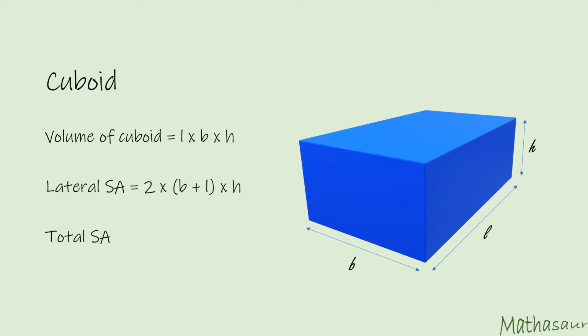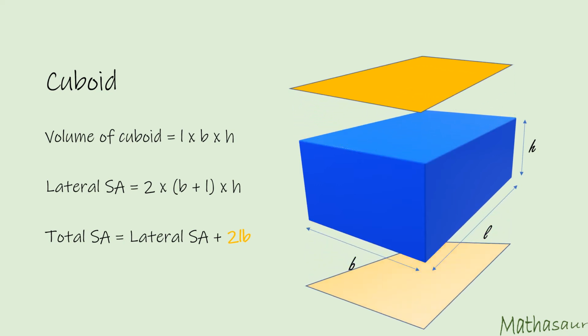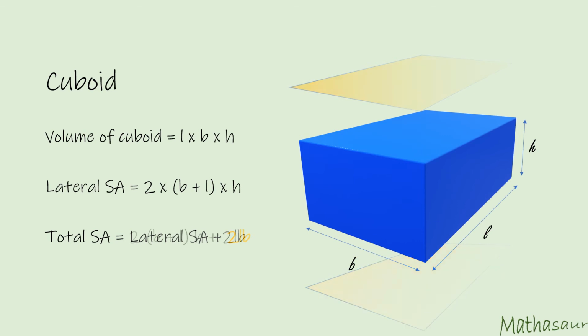How about the total surface area? That would also include the ceiling and floor of this cuboid. So lateral surface area plus 2 times LB. Let us substitute the value for lateral surface area. I can also write this by taking 2 common. So I have 2 times BH plus LH plus LB.